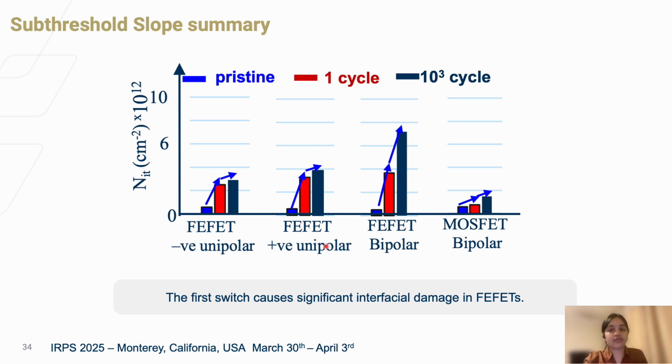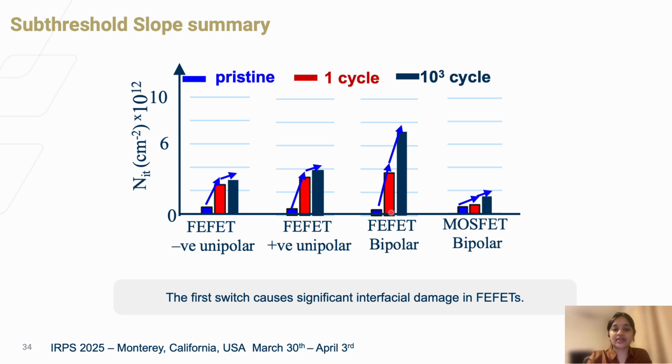So now let's summarize all of the results that we've seen so far. We have the FeFET in the unipolar, positive and negative unipolar cases. We have the FeFET under the bipolar case and the MOSFET under the bipolar case. The blue bar represents the pristine as-fabricated state, the red bar represents after one cycle, and the dark blue bar represents after 10^3 cycles. What we see is that in the FeFET, under unipolar, positive unipolar, negative unipolar, and the bipolar case, we have the first switch degradation. That is a significant jump in the value after the very first pulse is applied.